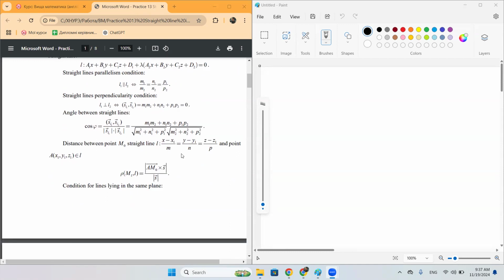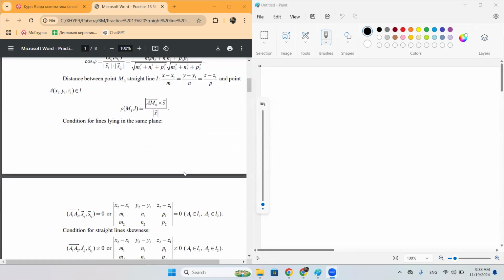How to find the distance between a point M0 and this straight line? So point A belongs to this straight line L, and point M doesn't belong. So we find the cross product of vector AM and the direction vector, and divide its magnitude by the magnitude of the direction vector.